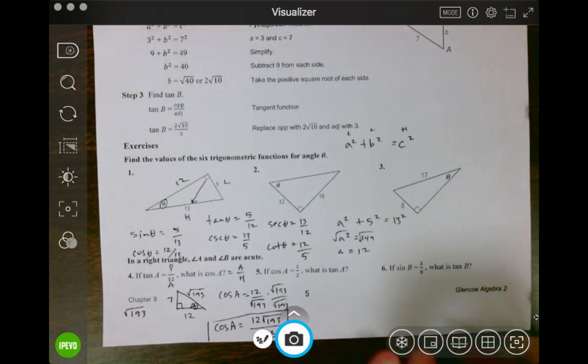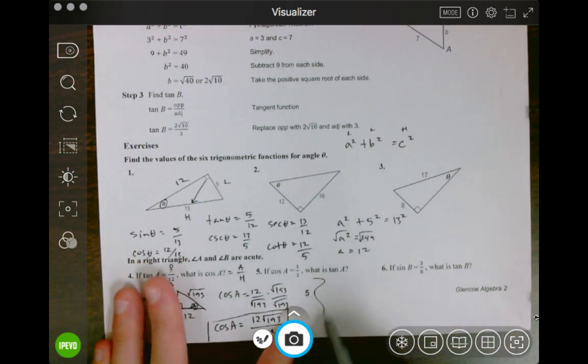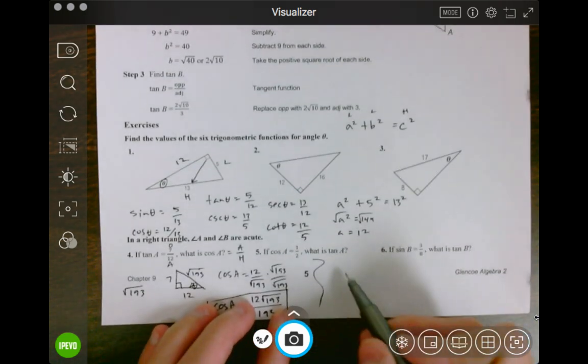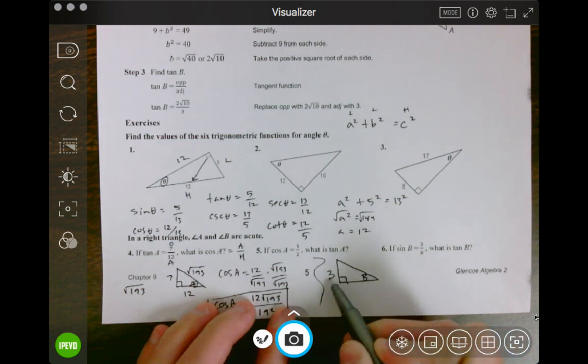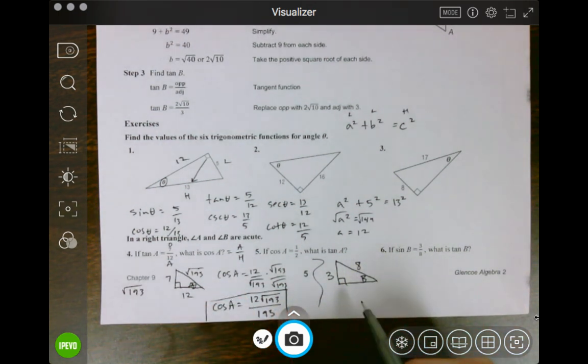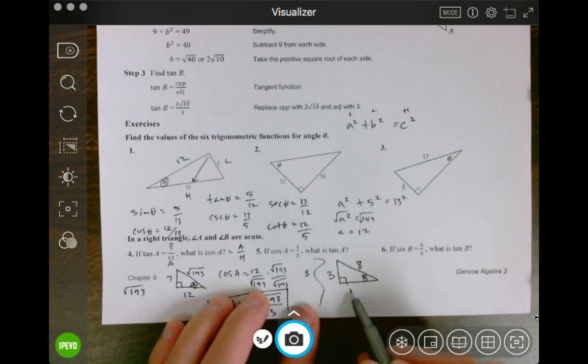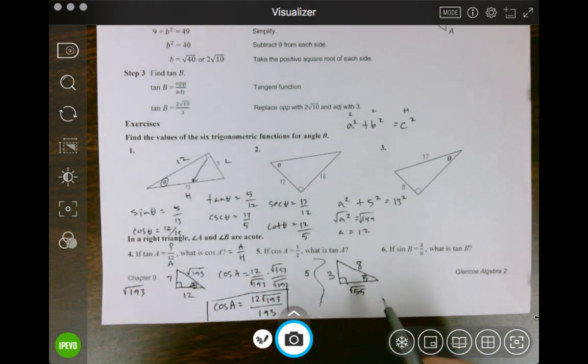I'll go ahead and do 6. So sine of B is 3 over 8. So let's draw our triangle again. This is B. Sine is opposite over hypotenuse. So to find this, we take 8 squared minus 3 squared and get the square root of 55. I'd add that because it'd be 5 and 11. So yeah, that doesn't break down.